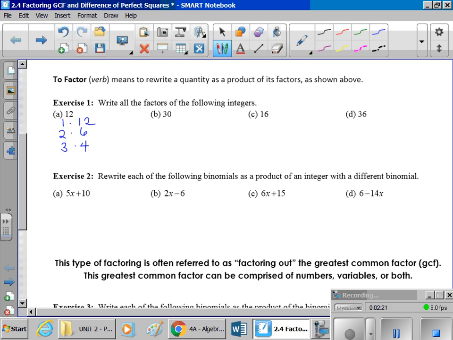So 30, do the same thing. 1 times 30, 2 times 15. This is where your multiplication tables really come into play. You have to know those times tables. 3 times 10, 4 doesn't go in evenly, 5 does. 5 times 6, and then we start repeating, so we're done. Moving on to C, 16. 1 times 16, 2 times 8, 3 doesn't go in, 4 times 4, and we're done.